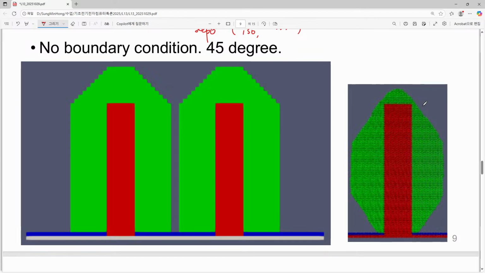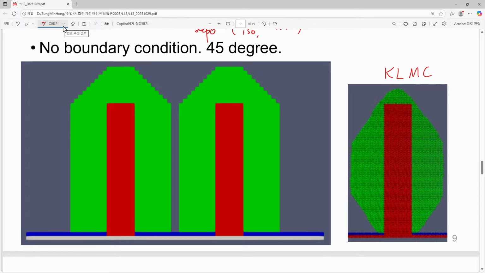And with the same scale, I just show here the KLMC result, and this is our process emulation result. You can easily understand the shape of this lead fin is the same. However, the green one, the source drain selective epitaxial growth, shows much difference. Why do we have this difference?